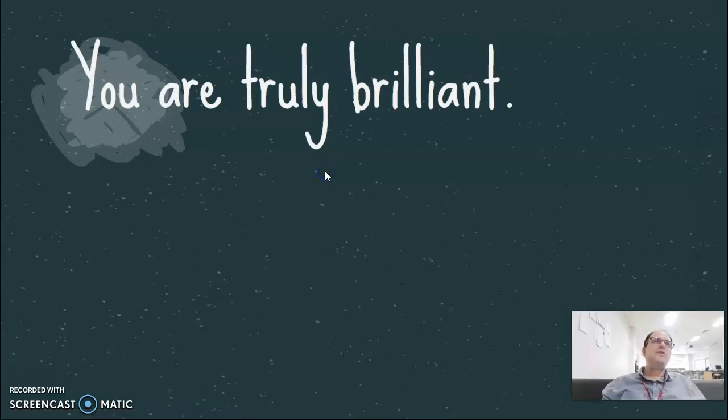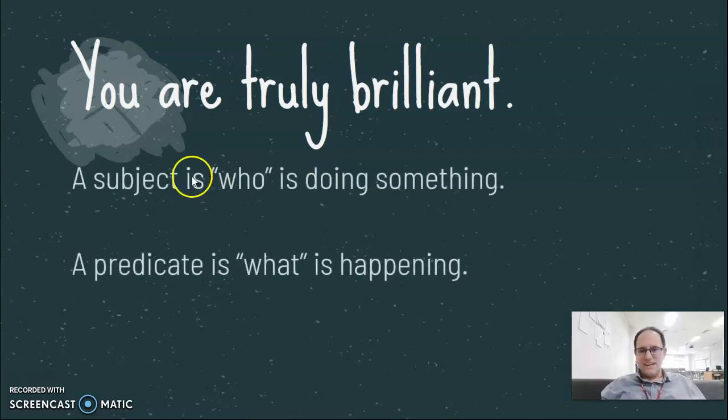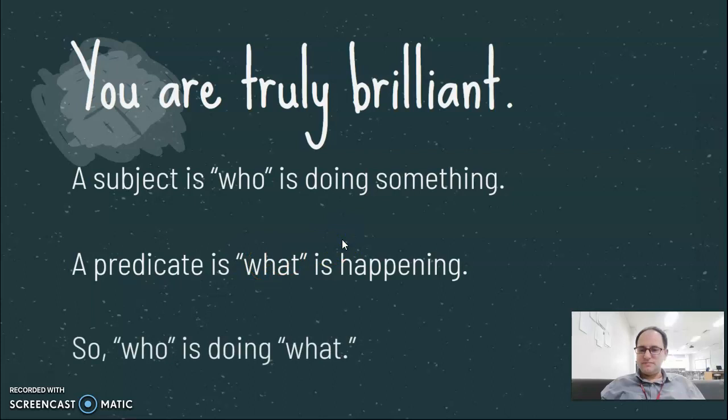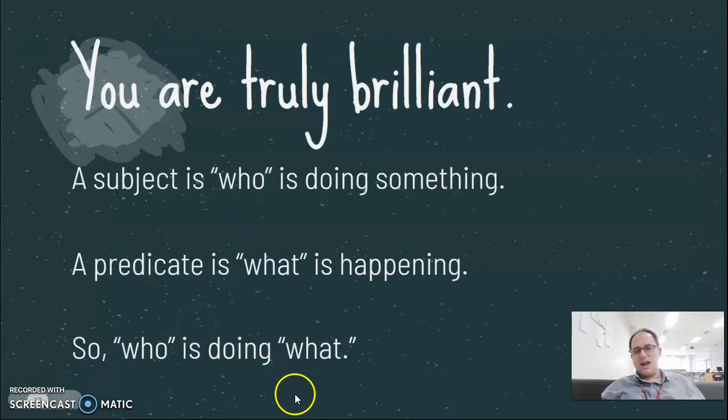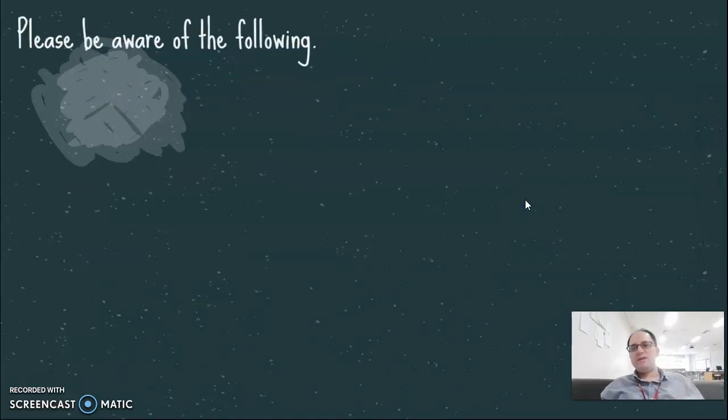Very good. You are truly brilliant. Yes, a subject is who is doing something, and a predicate is what is happening, what is being done. So who is doing what? That's basically your answer to what is a subject, the who, and what is a predicate, the what. Now let's have a look at the next part. Please be aware of the following though. This can be confusing to you.